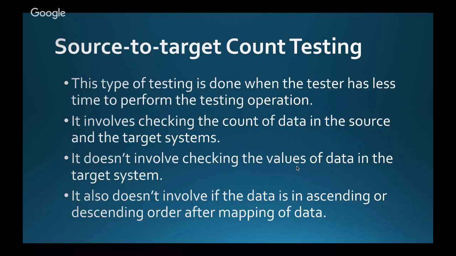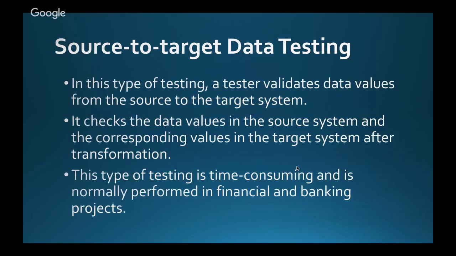It also does not involve checking whether the data is in ascending or descending order, or after mapping of the data. Whether the data is in ascending or descending order is not verified. It is done on a very quick basis just to verify that this was the quantity of information I had in source, and this is the quantity of information I have in target. The number of rows and columns look okay for this amount of data, and the same amount of data is over here. So more or less it looks okay. This kind of testing is known as source to target count testing.